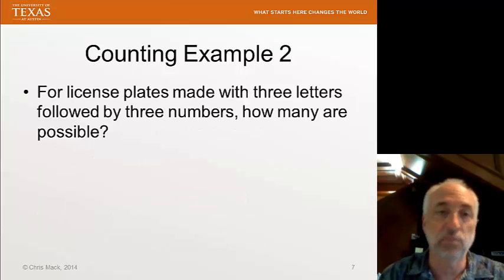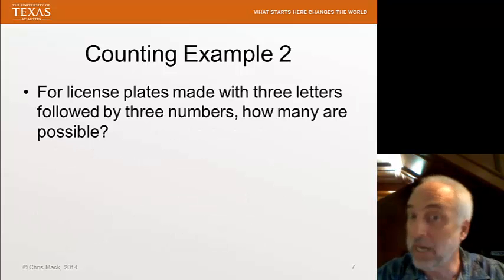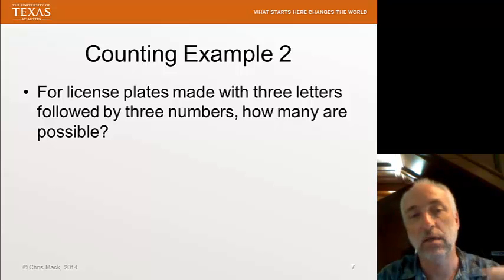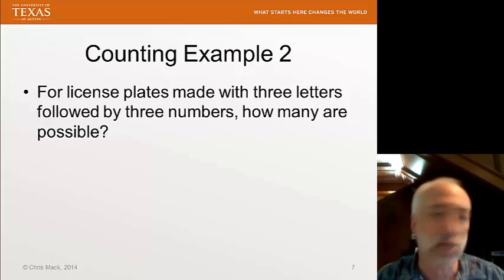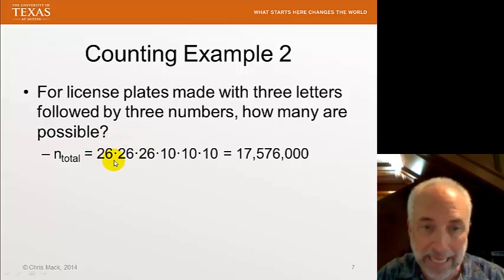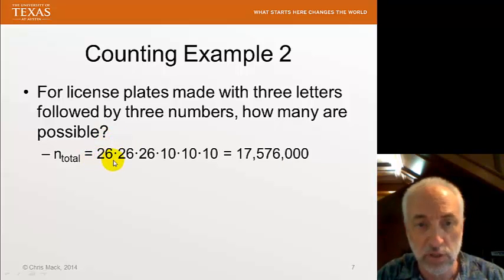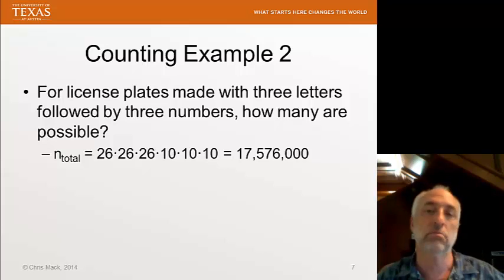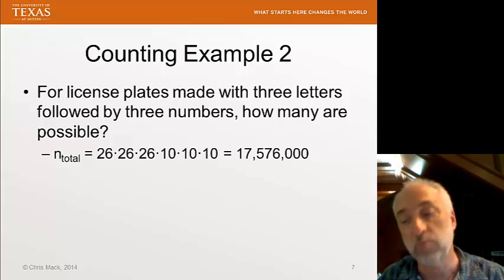Here's another counting example. I'm going to make license plates, and my license plates will be 3 letters followed by 3 numbers. If that is the format of my license plate, how many are possible? Well, again, we pick the first letter of the license plate. There are 26 choices. We pick the second letter, 26 choices. Third letter, 26 choices. Then 3 numbers. There are 10 choices, 10 choices, and 10 choices. I multiply all that together. For license plates of the format 3 letters followed by 3 numbers, there are a little over 17 million license plates that are unique.